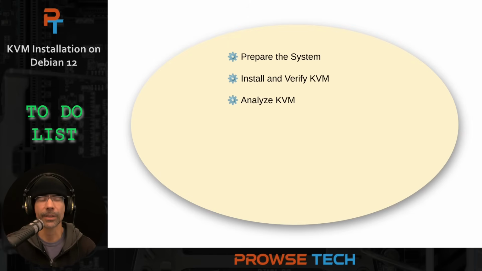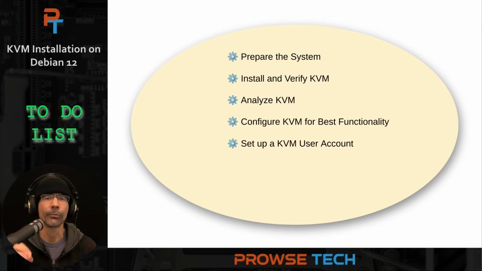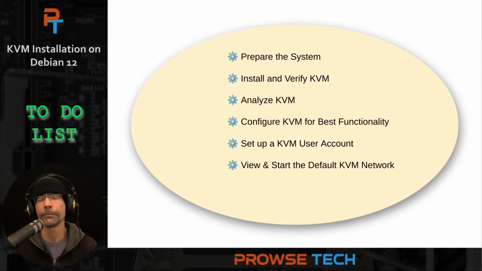Then we'll analyze KVM and see how well it's working and if we can do more. And we'll go ahead and configure KVM for best functionality. After that, we'll set up a KVM user account. And we need that so that we can run commands or run KVM programs. Then we'll view and start the default KVM network.